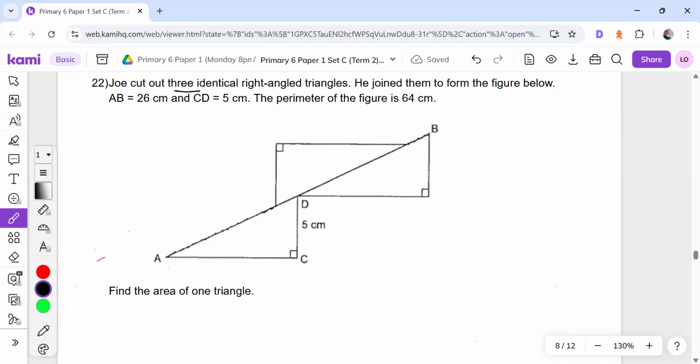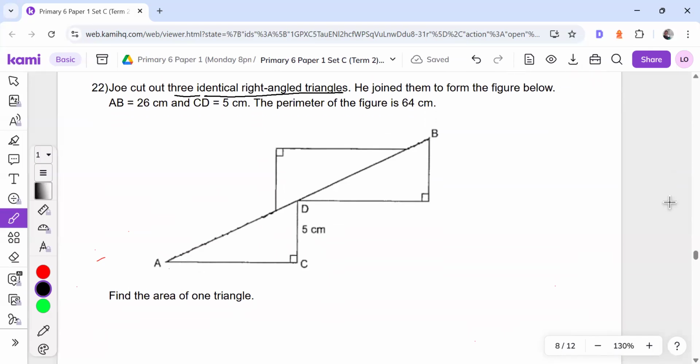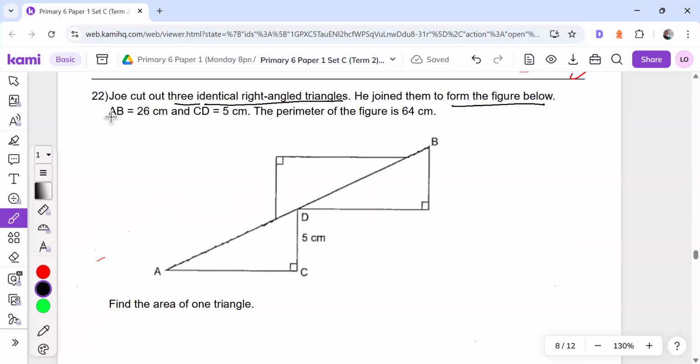Joe cut out 3 identical right angle triangles. Lucky day, all the triangles are the same, which means they are all identical. He joined them to form the figure. AB is 26, CD is 5, and the perimeter is 64. What is the area of one triangle?